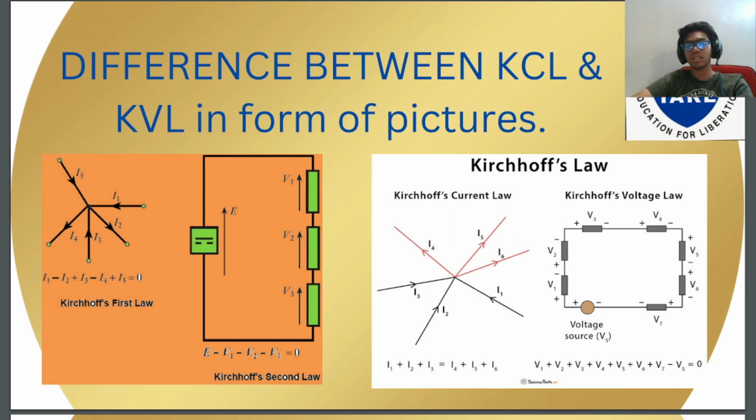Again in this picture we're given another example where I1 plus I2 plus I3 equals I4 plus I5 plus I6, which is Kirchhoff's current law, and in Kirchhoff's voltage law, the voltage source Vs is equal to V1 plus V2 plus V3 plus V4 plus V5 plus V6 plus V7.